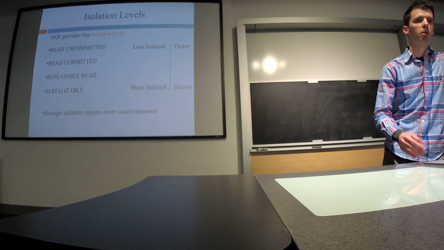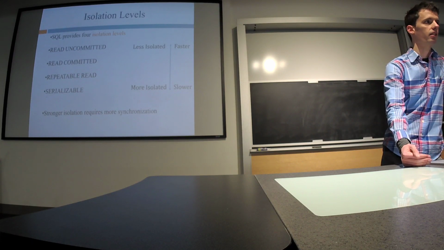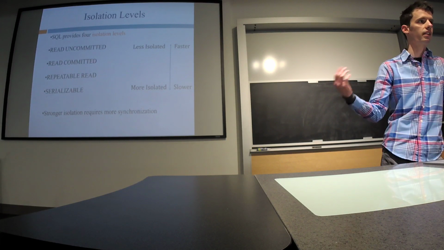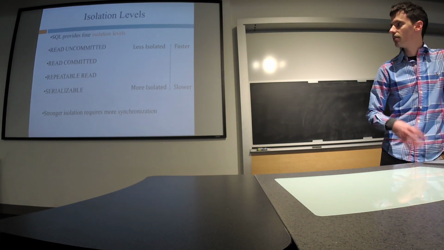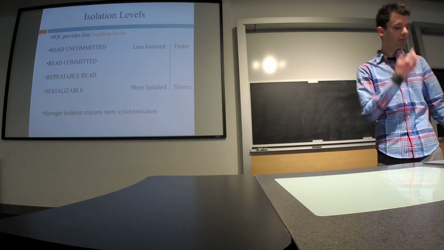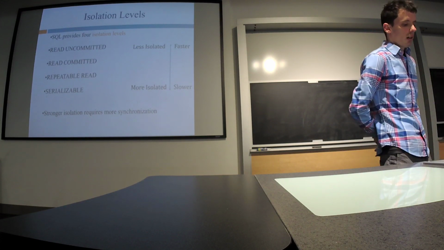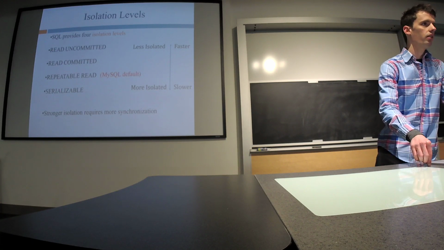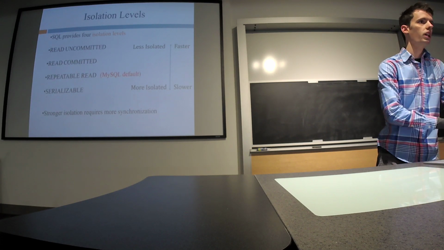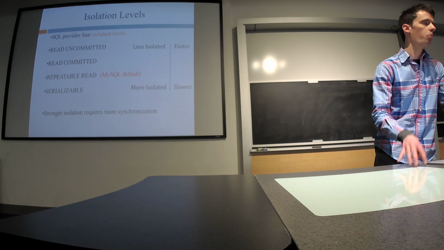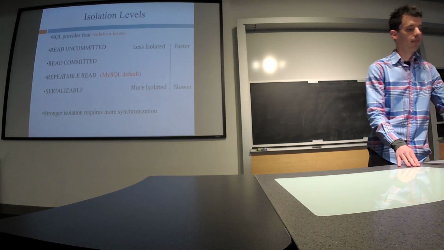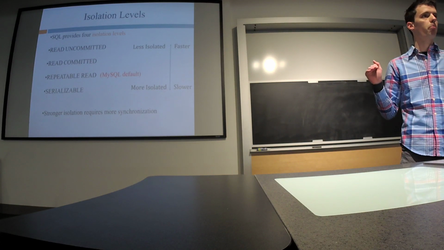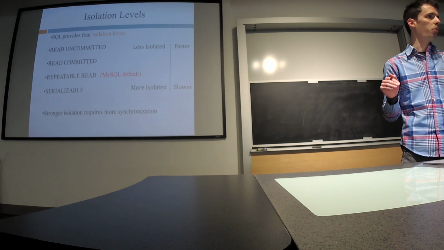And not surprisingly, being less restrictive is faster. You don't have to acquire any locks. You don't have to do any kind of synchronization. You just let things happen. And being very restrictive is slow. By default, the MySQL server that we use starts with repeatable read isolation level. So it's actually second from most restrictive isolation level by default.